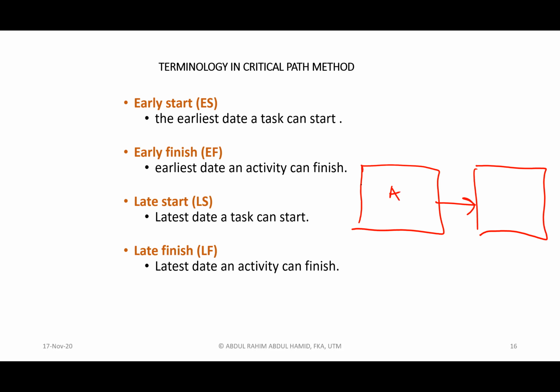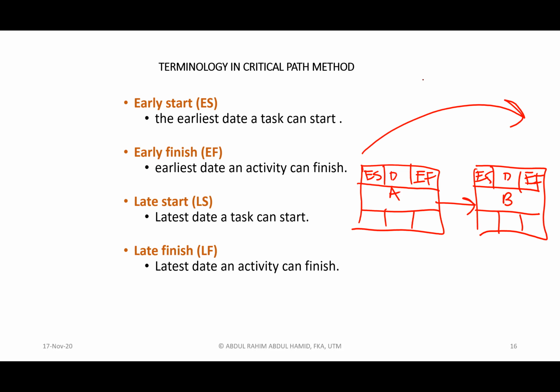Like activity A, then you draw a few compartments. Let's say this is activity B, you draw a few compartments. A does have an early start, then it will start on a certain duration, and then it will complete on certain days. This is what we call early finish. Similarly, B will have early start, duration, and then early finish. Later on, when we do this, this is what we call forward pass calculation. Forward pass calculation: early start plus duration is equivalent to early finish.